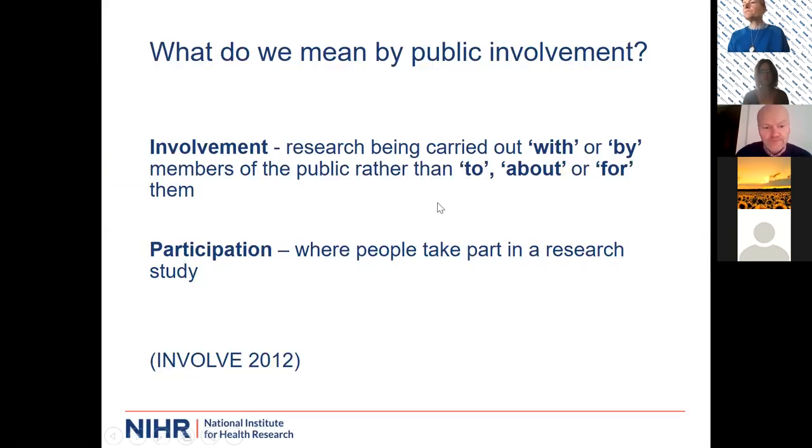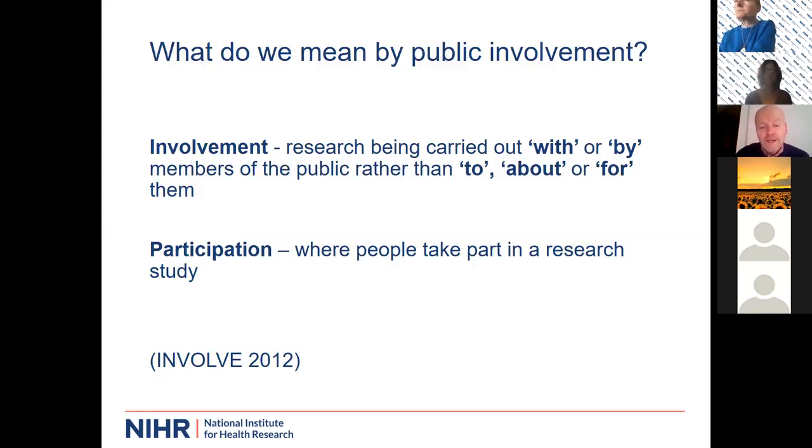So what is patient and public involvement? Some of you, I'm sure, will be very much aware of this, but for others, this will be quite a new thing. We tend to distinguish between involvement and participation. By involvement, we mean research being carried out with or by members of the public rather than to, about, or for them. This is, for example, patients and members of the public being involved in development of a research proposal, helping you design your research instruments, or sitting on steering committees.